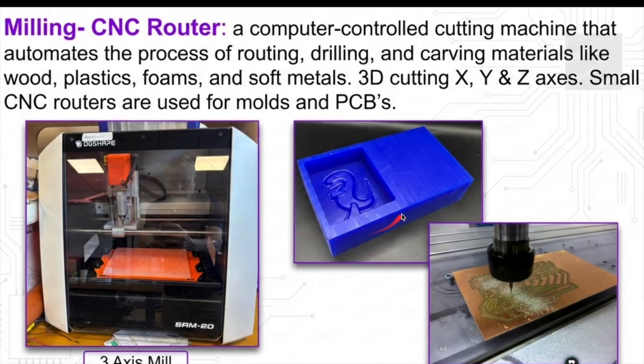So this particular CNC router, the small one that we have here, is a 3-axis mill, which means that it can carve in the X, Y, and Z direction, and you can make things like this mill. This is a piece of wax, and it milled out this shape right here in order to make a silicon mold. But you can also use it for things like PCBs, which is an electronic component.